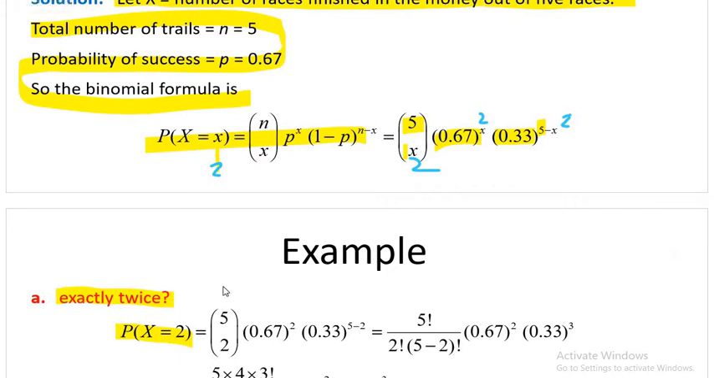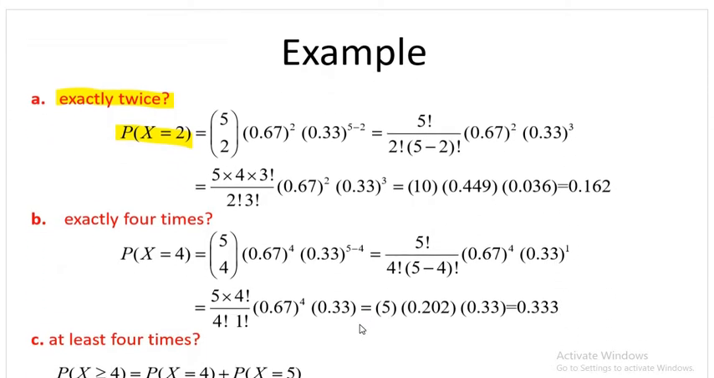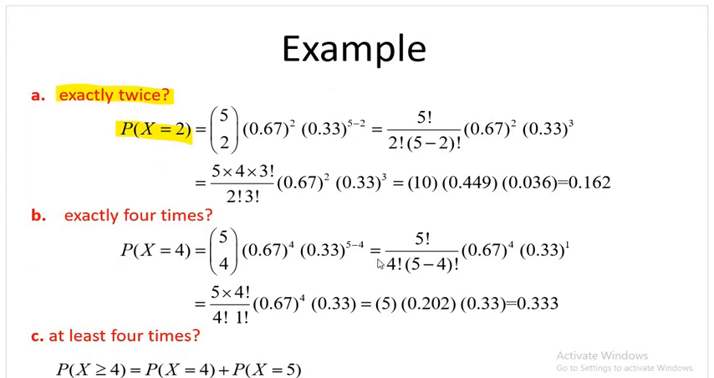So you can look at this formula. This becomes 5C2, times 0.67 to the power 2, times 0.33 to the power 5 minus 2, which is 3. Now you can use a calculator or the formula; you don't need to use this formula. You can just use a calculator for 5C2. On your calculator, it's written as nCr. It's difficult to write with the mouse, but let me try.